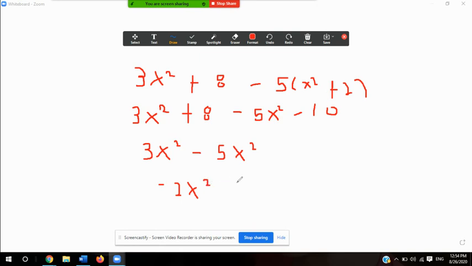And you're going to do the same thing. So you have plus 8 minus 10. Now, plus 8 minus 10 is the same thing as saying positive 8 plus negative 10. So plus 8 minus 10 is negative 2. That means the answer for that problem is negative 2x squared minus 2.